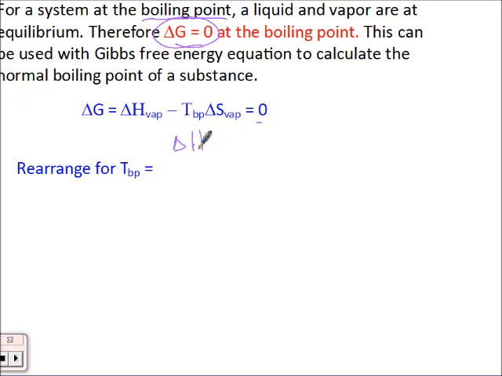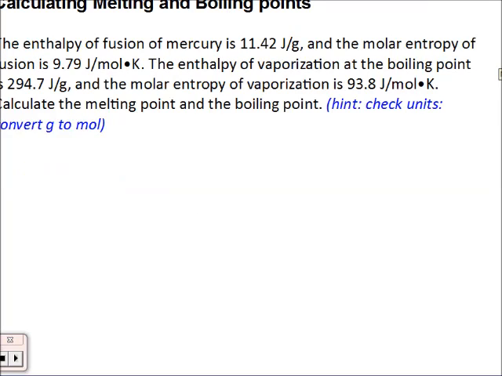Again, I can go through algebraically and show you this, but I'm just going to write this down for you now since I just showed you. It's the same algebraic formula. So T boiling point is delta H of vaporization over delta S of vaporization. Again, make sure you have this written down. So we can now calculate the melting points and boiling points.